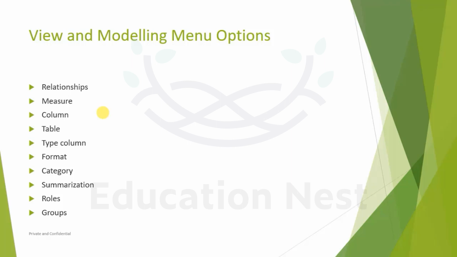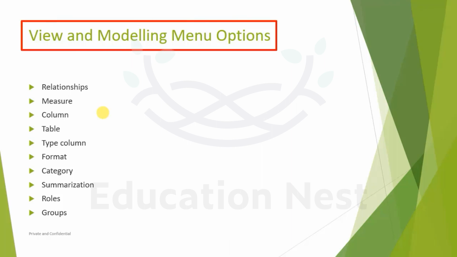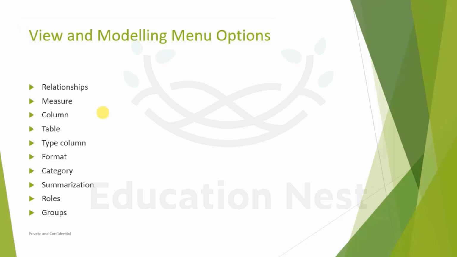In the last session, we overviewed all the options available under the View and the Modeling menu of Power BI Desktop. We did see options such as relationships, measures, columns, table type column, formats, category, summarization, roles, and groups.